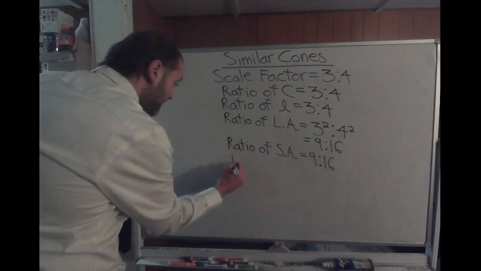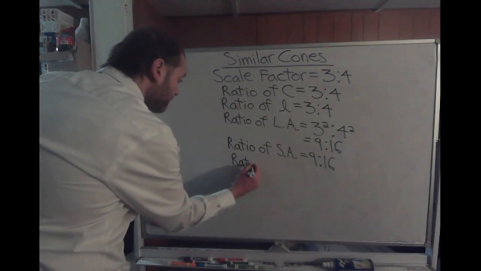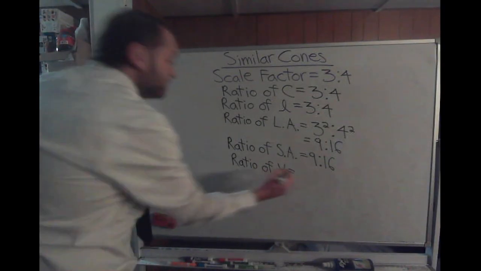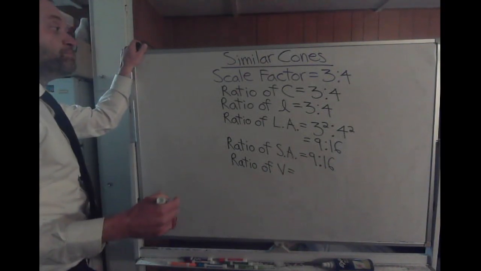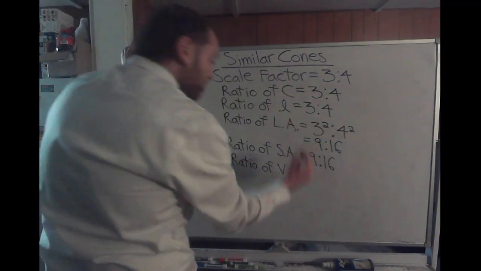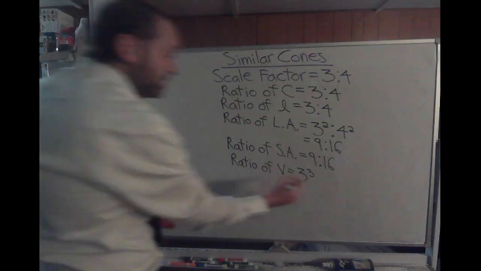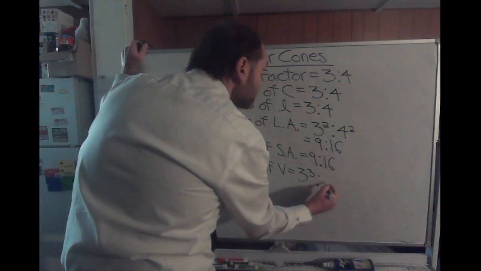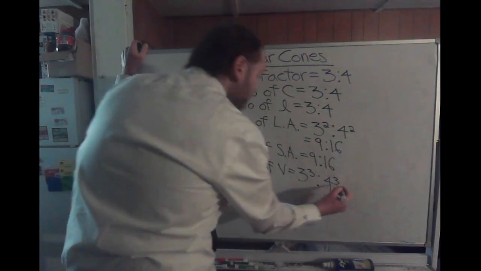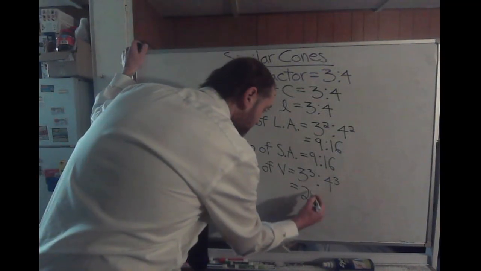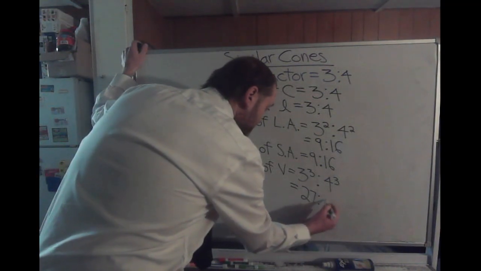Now, last but not least, what about the ratio of the volumes? Let's find the ratio of the volumes of these two similar solids. That is where you take each part of your scale factor and raise it to the third power. So it's going to be 3 to the third to 4 to the third for your ratios, which in short would be 27 to 64.